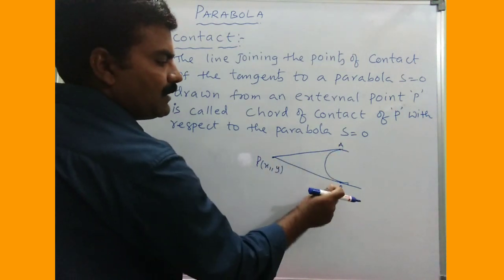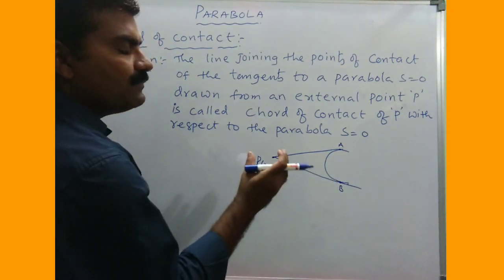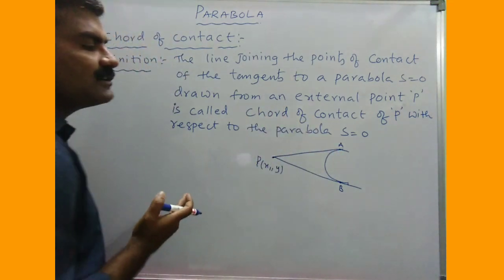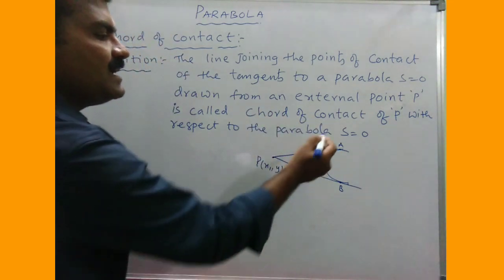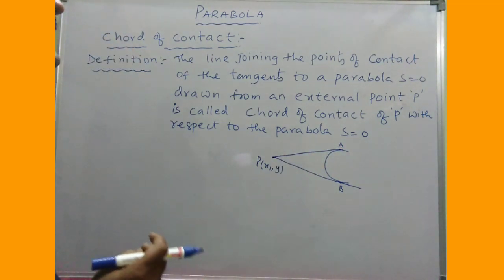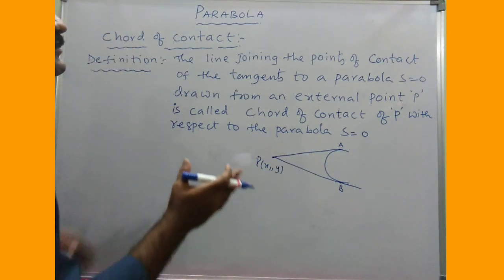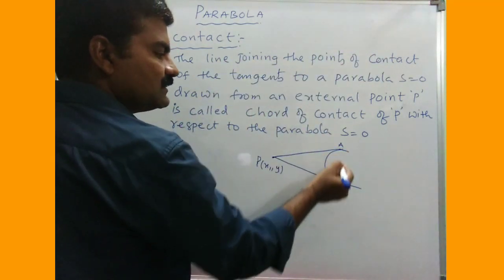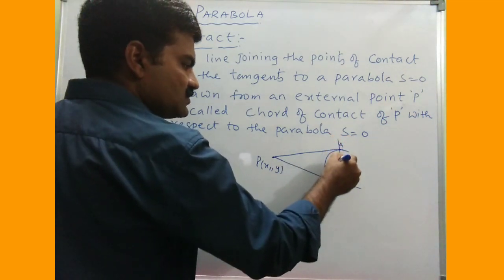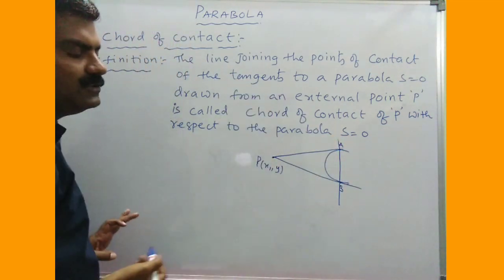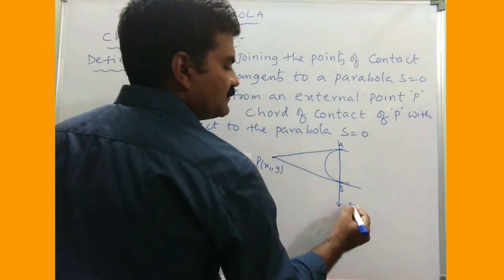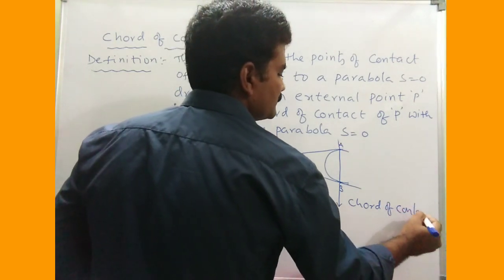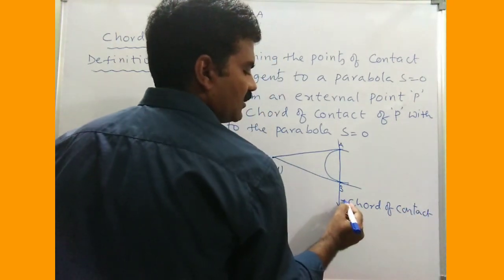Hence A and B are nothing but the points of contact. The tangent is in contact with the parabola, so A and B are the points of contact. Now look at the line joining the points of contact. A and B are the points of contact, hence the line joining these two points is nothing but the chord of contact.